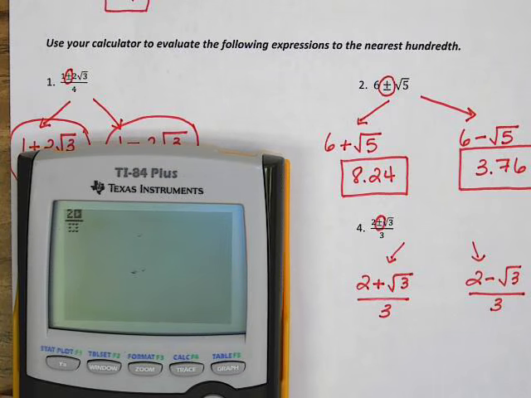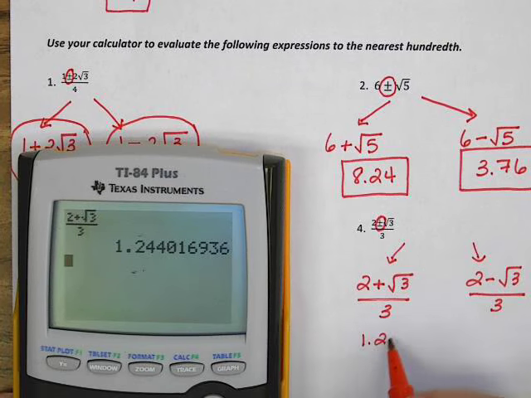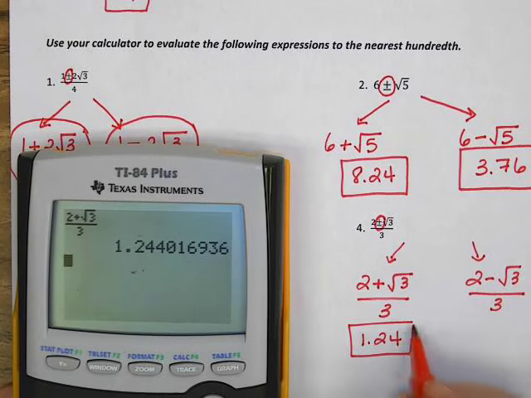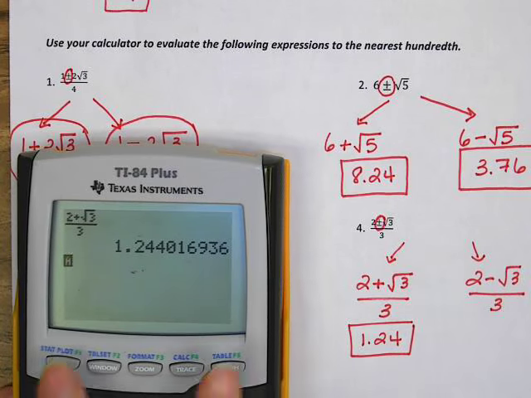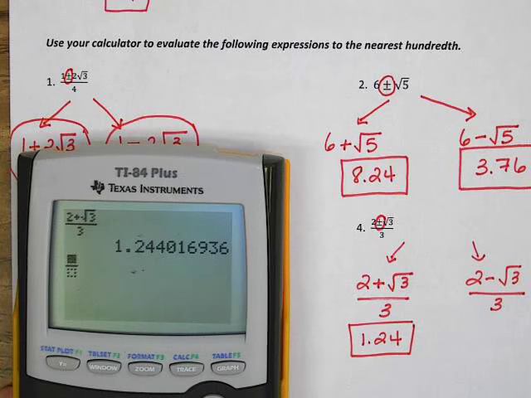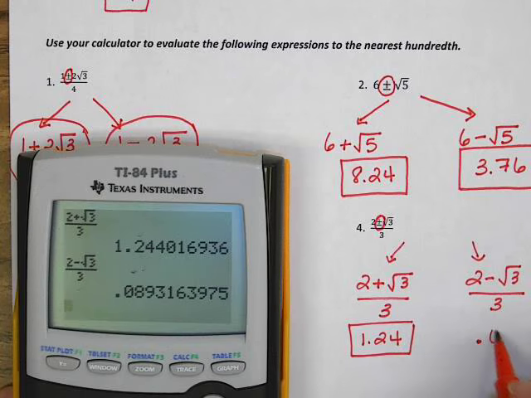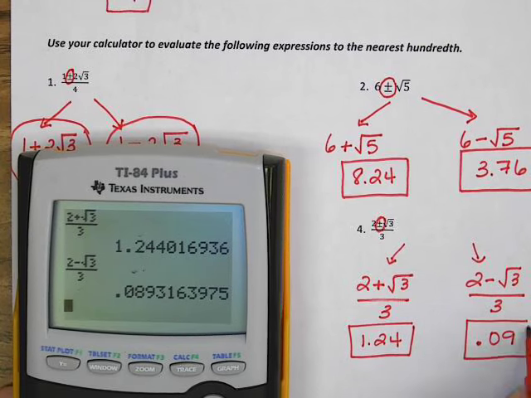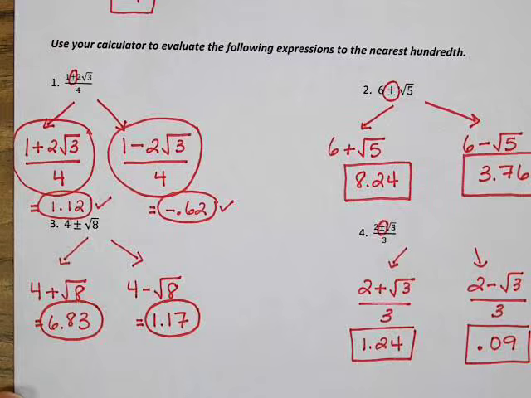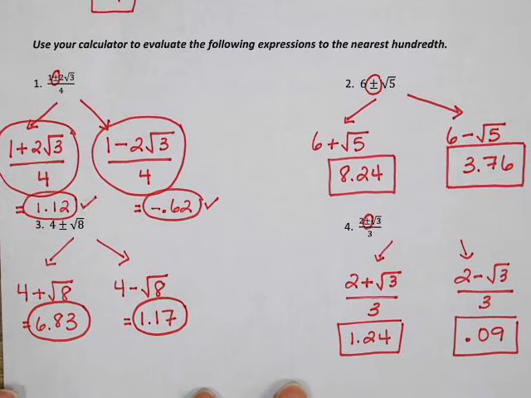So 2 plus root 3 divided by 3, that's 1.24. And then same thing with the minus, 2 minus root 3, all divided by 3. And that is 0.09. And those are your 2 answers. Okay, so the front side was all just calculations.